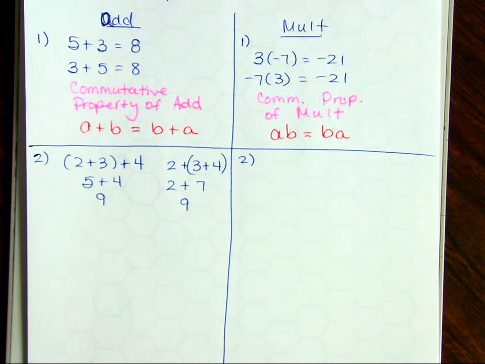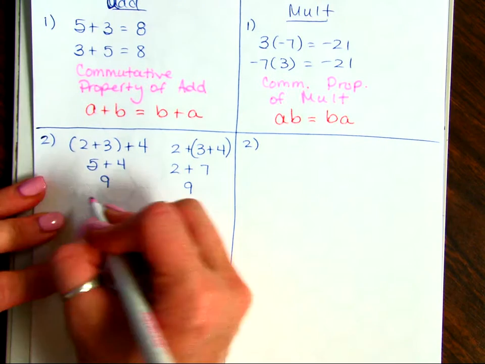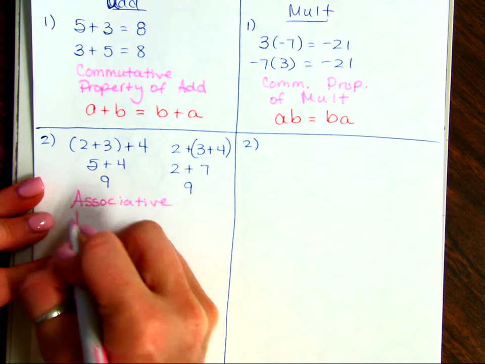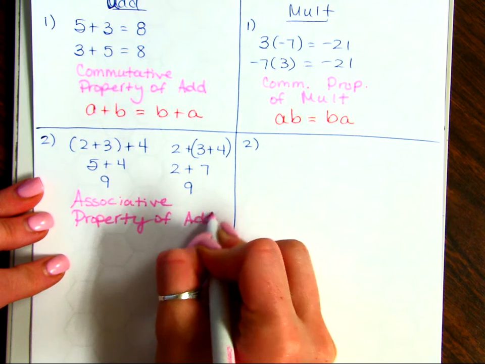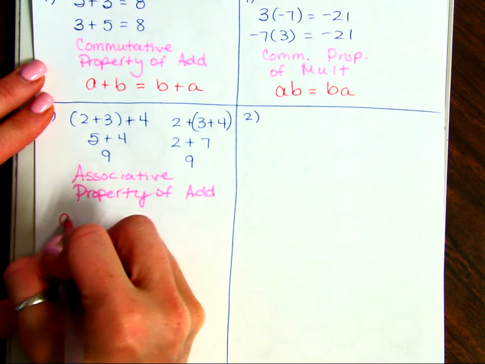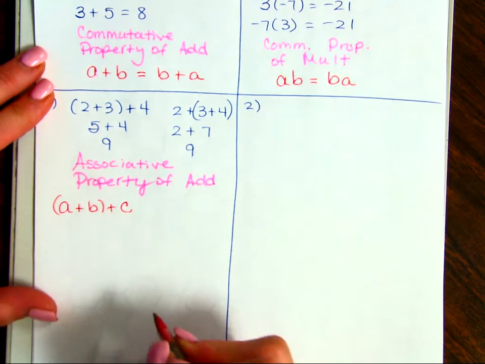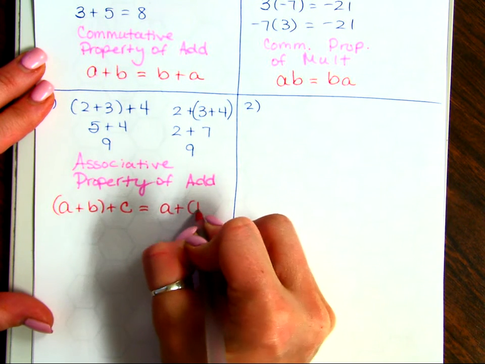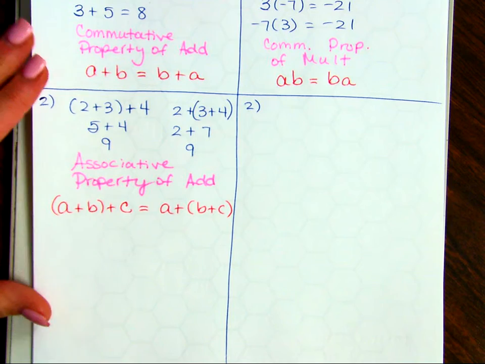So not switching around the order, we're switching around the grouping symbols, and that's not the commutative property, that's called the associative property. And this is the associative property of addition. Okay, the associative property of addition says take A plus B and add them together first, then add C, and you'll get the same sum as if you added A to the sum of B and C. Okay, that's your definition there.